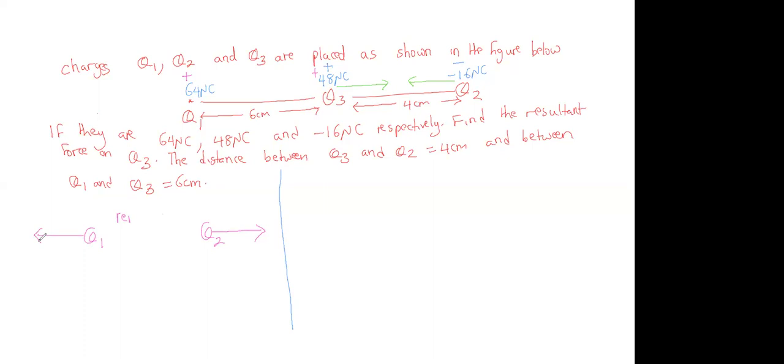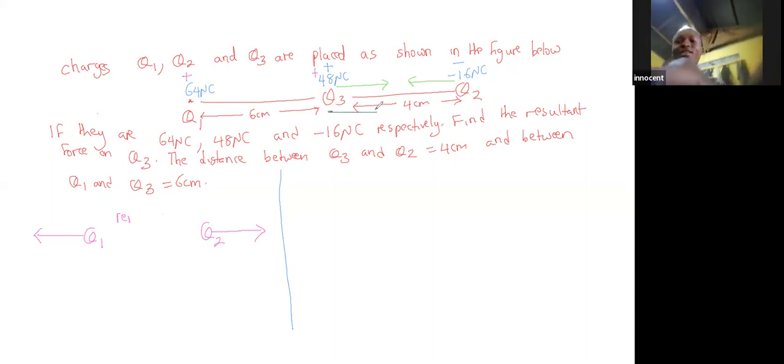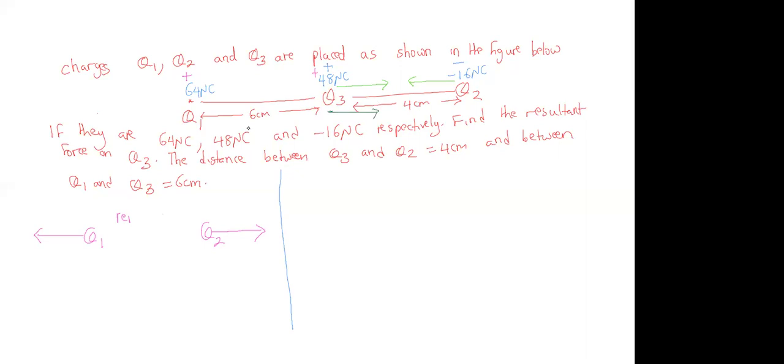Is that okay? Yes, sir. Now, when I come to Q3, this is where you must understand. At Q3, I'm going to put another arrow, another force, pointing towards this side, and another one at Q1. So this is the repulsive force showing Q3 and Q1. After doing that, now I'm going to calculate.